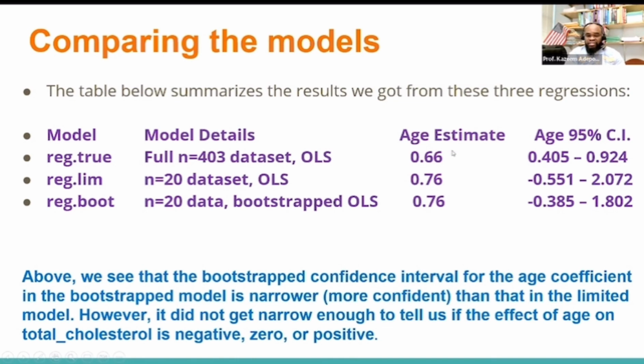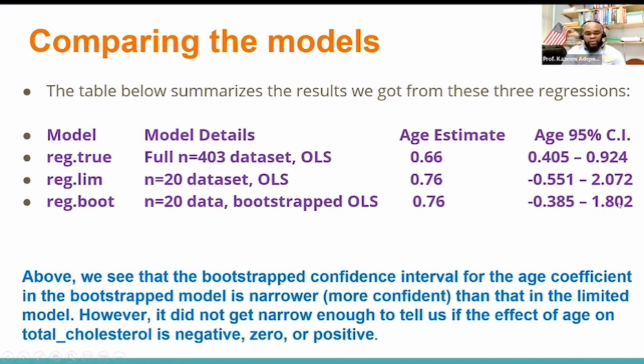Age estimate was 0.66, and of course we call that the true regression. And this gives us the confidence interval. Now when I use the sample data set, the age gave us 0.76, and of course from negative 0.5 to that. And when we boot now, we have 0.76, even though we still have from negative to that.